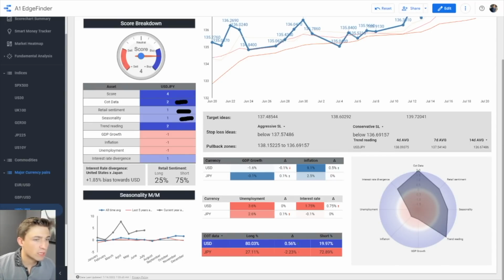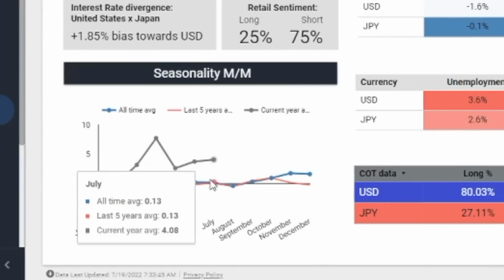Seasonality is the next one. If we take a look at seasonality down here at the bottom of the screen, seasonality is showing us that right now, historically, the month of July is slightly positive.